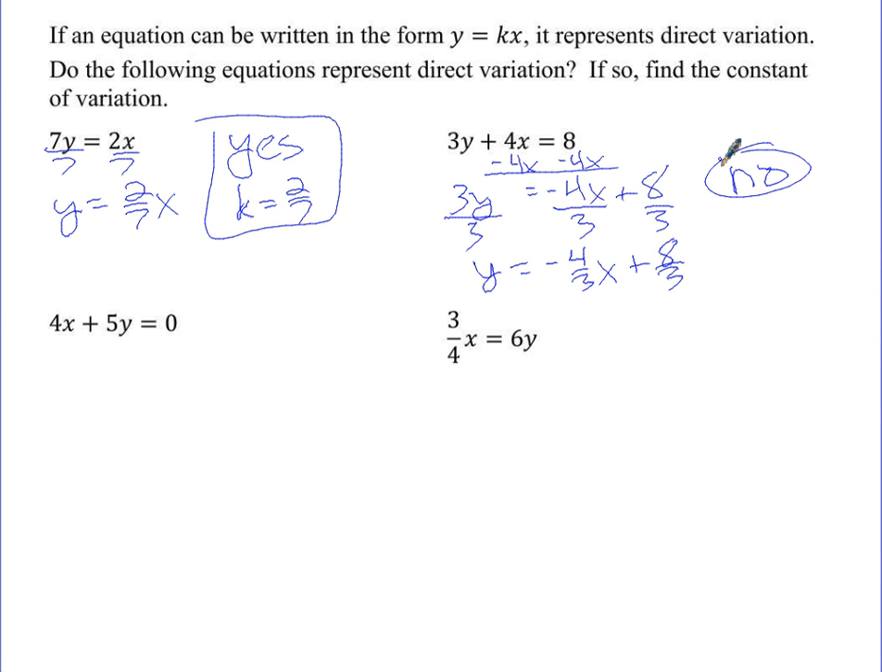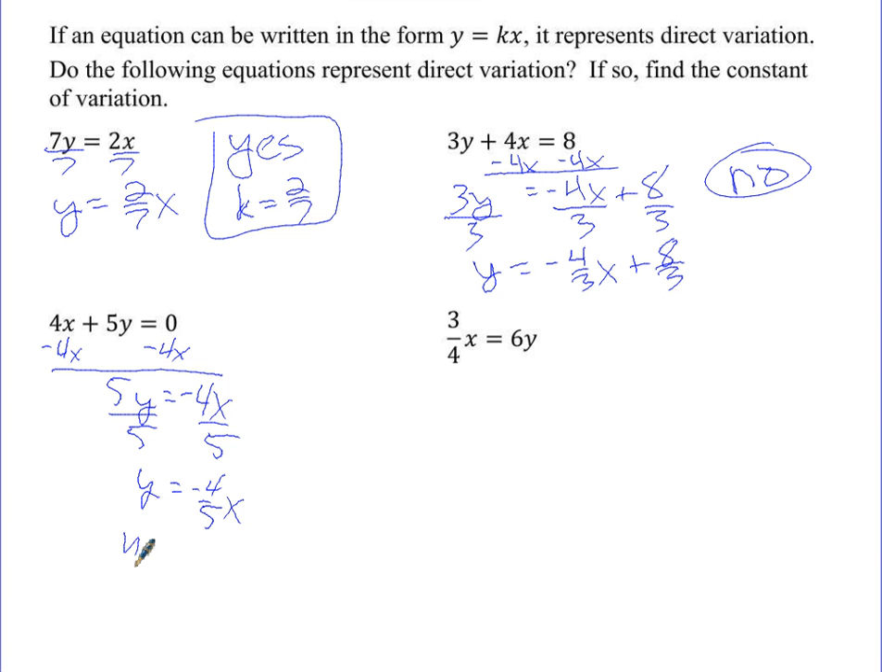Okay, the third one, what should we do? Yeah, we want to get y by itself still. So we're going to subtract 4x from both sides. And we get 5y equals negative 4x. Now what? Divide everything by 5. So divide this side by 5, divide this side by 5, and we get y equals negative 4/5 x.